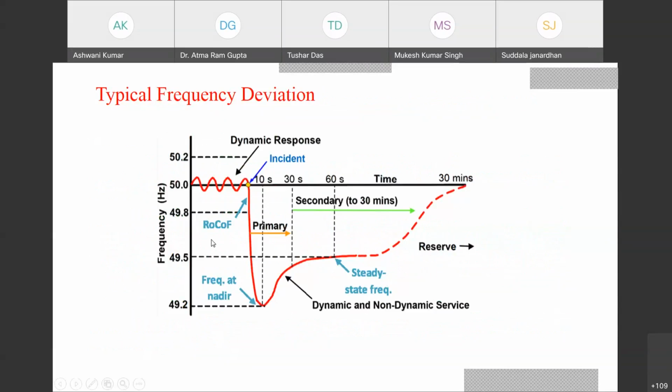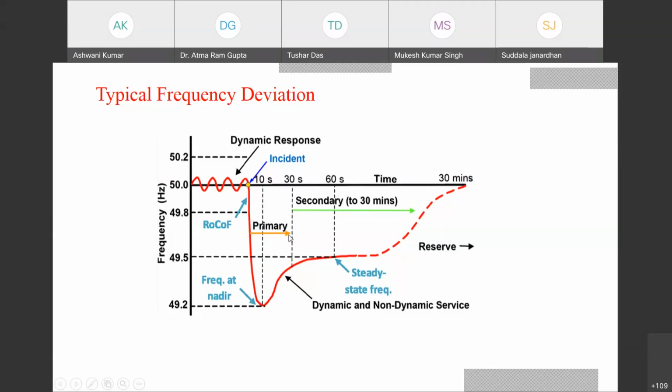So this is a typical frequency variation curve taken from the literature. If the frequency is hovering like this, there is no problem. This is the dynamic behavior of a synchronous generator, and we do not have much of a problem because frequency is very near to 50 hertz. But if an incident happens at this position and frequency goes down, the rate of change of frequency, called ROCOF, is very, very large, and the frequency dips to this point, 49.2, which is well below 50 hertz, and it can cause a huge impact on the system behavior.